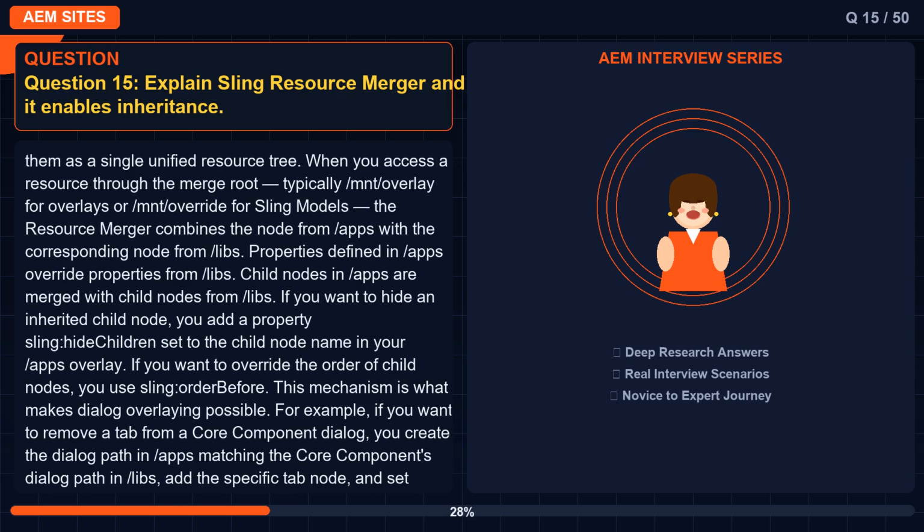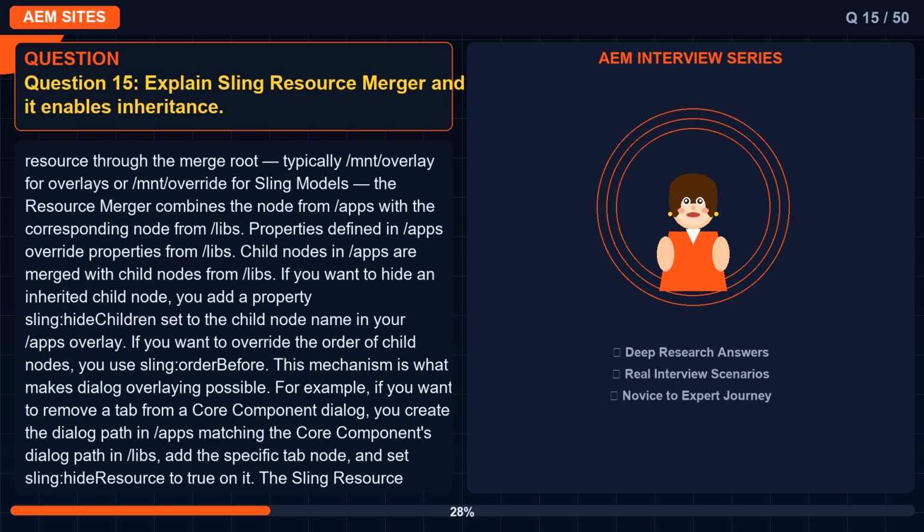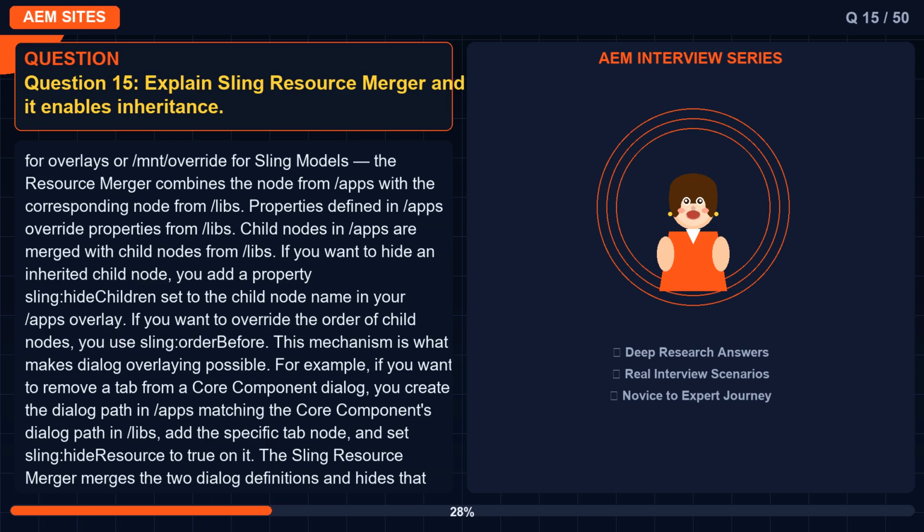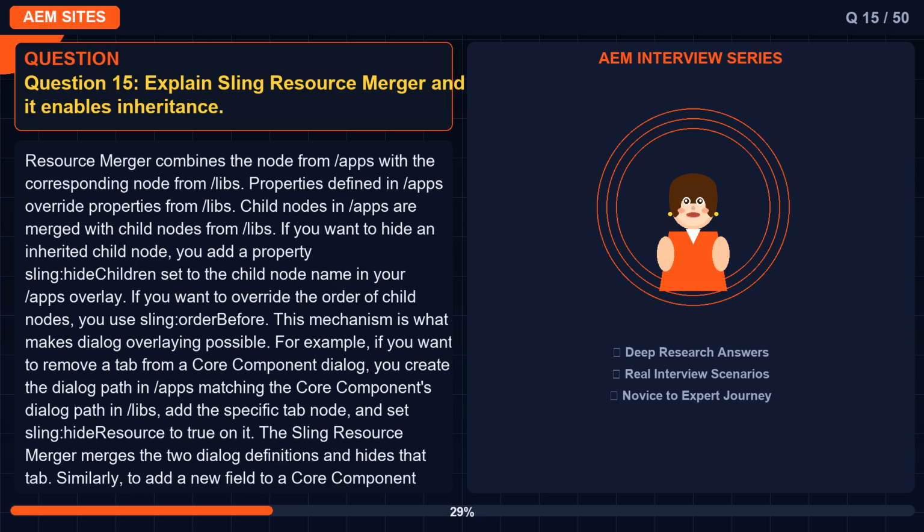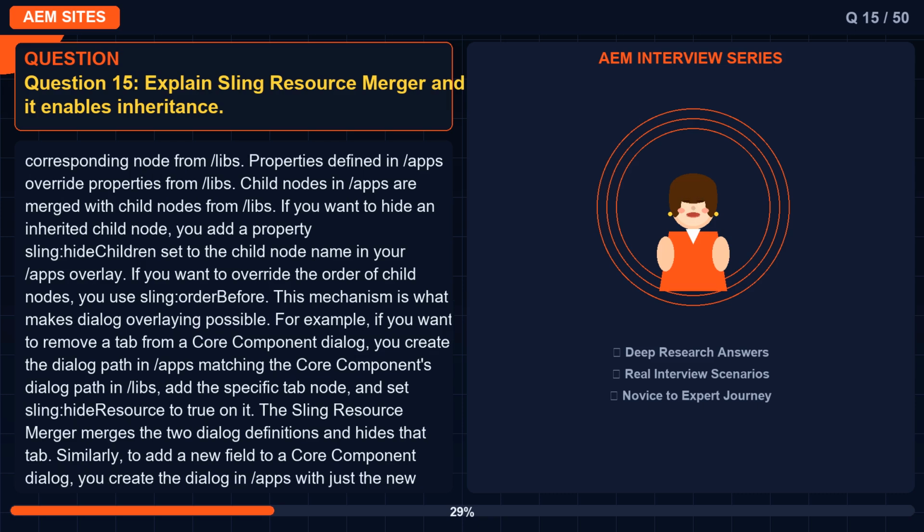Properties defined in /apps override properties from /libs. Child nodes in /apps are merged with child nodes from /libs. If you want to hide an inherited child node, you add a property sling:hideChildren set to the child node name in your /apps overlay. If you want to override the order of child nodes, you use sling:orderBefore. This mechanism is what makes dialog overlaying possible.